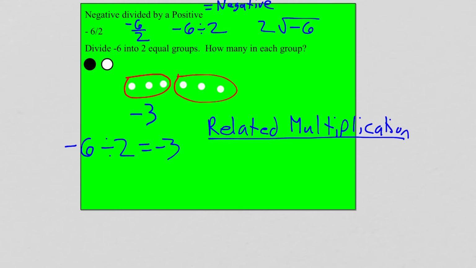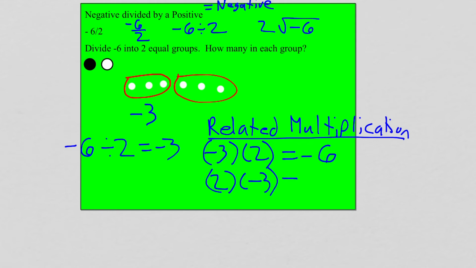So the 2 multiplication questions I can make are negative 3 times 2, and that should equal negative 6. We've already been doing that, and it's true, it does. And then we can also do positive 2 times negative 3. That should equal negative 6, and it does. We've already been doing questions like that.